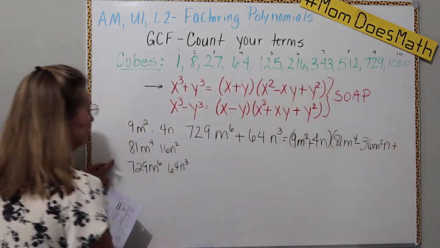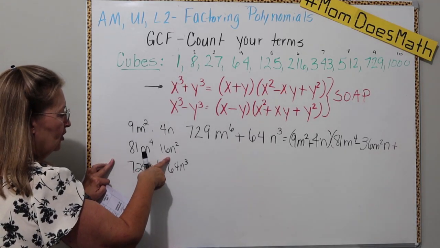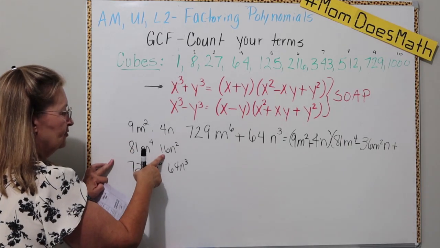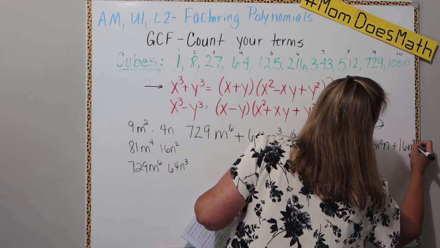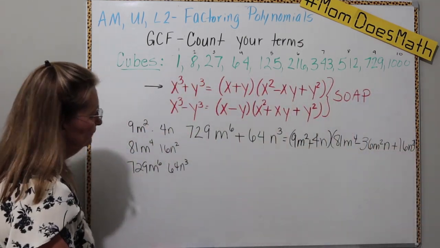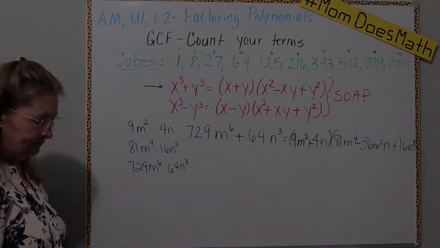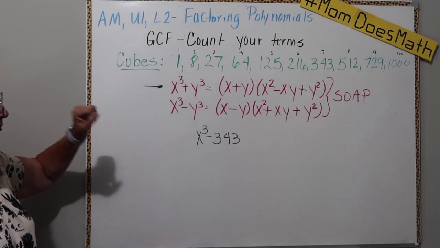And then plus the last term squared, or the root of the last term squared, 16n to the second. And that's it. So now let's look at example 11.